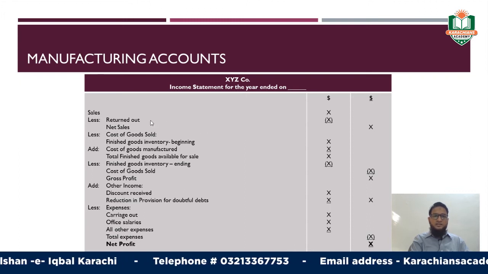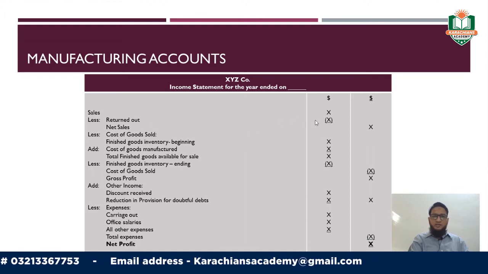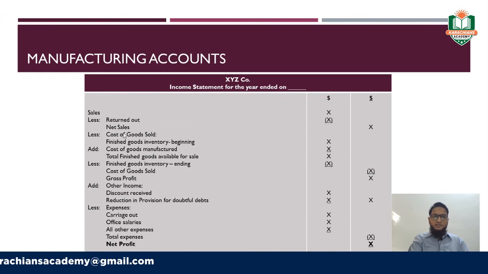If there is an adjustment like sales returns given, subtract it or less it from the gross sales in order to get the net sales. The figure for the net sales will be written in the last column. Then you have to deduct the cost of goods sold or the cost of sales, right?